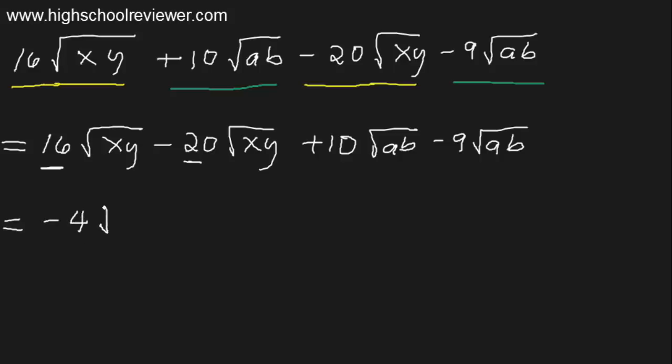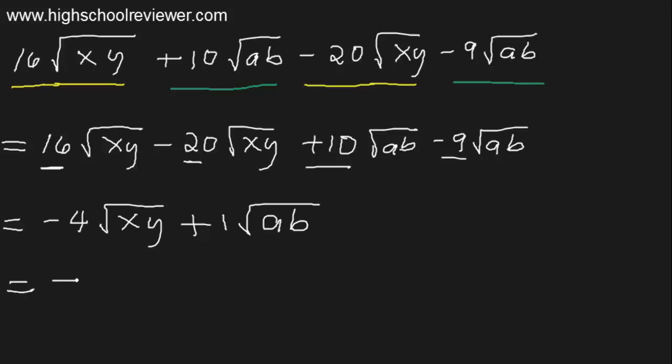And then just copy the radical and the radicand, square root of xy. And then positive 10 minus 9, we will have plus 1, and copy the radical, which is square root of ab. Or we can rewrite this as negative 4 square root of xy plus 1 multiplied by square root of ab. This will give us square root of ab. So negative 4 square root of xy plus square root of ab is our final answer.